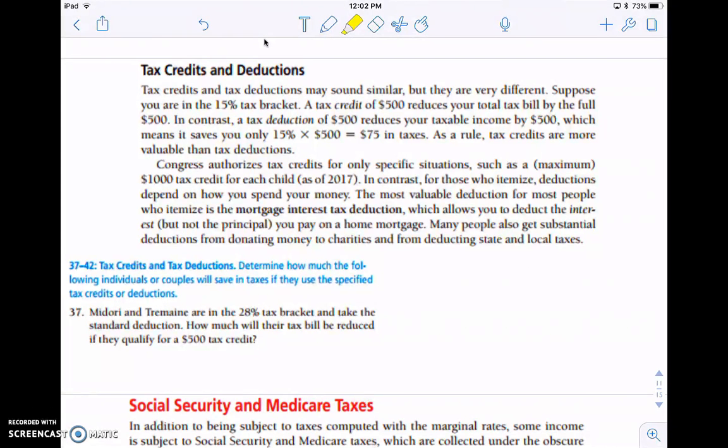So we've talked a little bit about tax credits and deductions. They may sound similar, but they are different. I'll let you read through this, but just remember that tax credits, you subtract them at the end, but the deductions are calculated into your taxable income. So just make sure that you've got that portion down as to whether it's a credit or a deduction. If it's a credit, calculate all the taxes like we just did and then subtract it from the end. If it's a deduction, then that is calculated into the taxable income before you do those calculations.